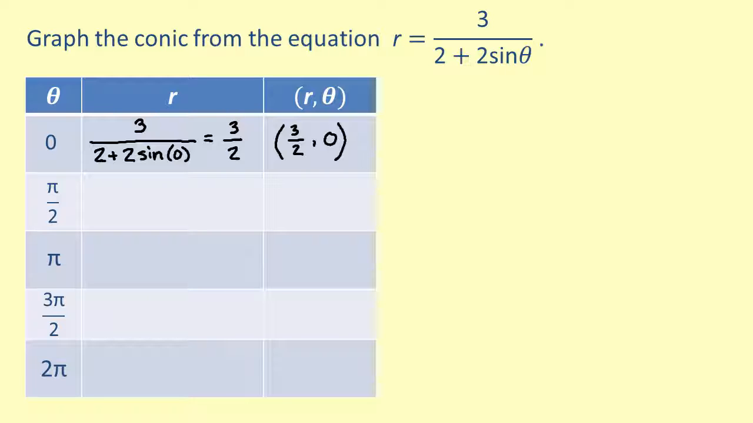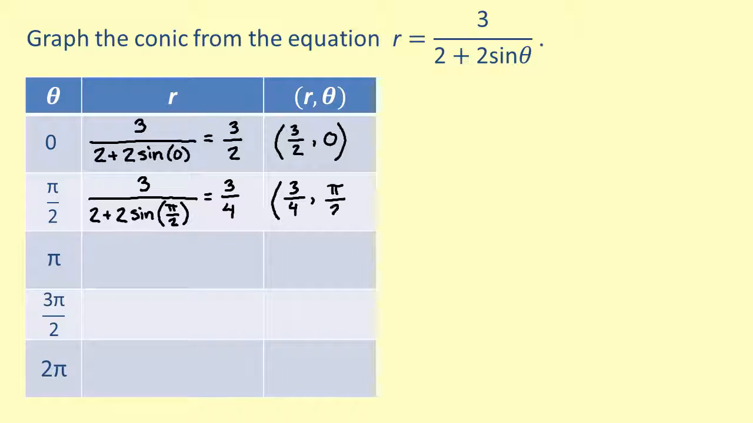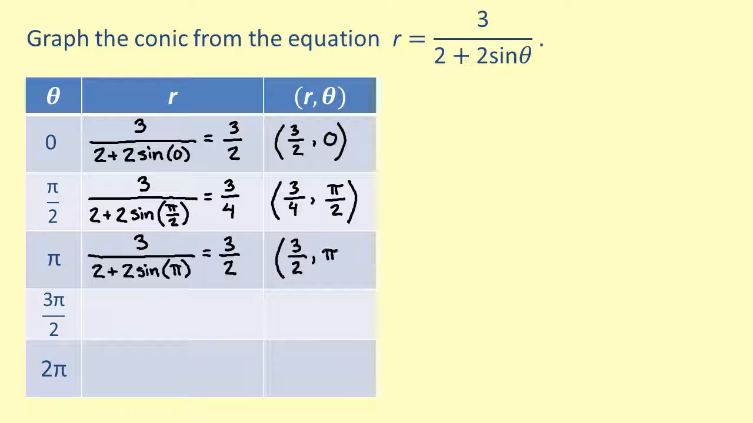Next, we can substitute pi over 2 for theta in our equation r and evaluate. This time, r equals 3/4, so our polar coordinate is 3/4, pi over 2. When theta equals pi, we get r equals 3 halves, so our polar coordinate is 3 halves, pi.